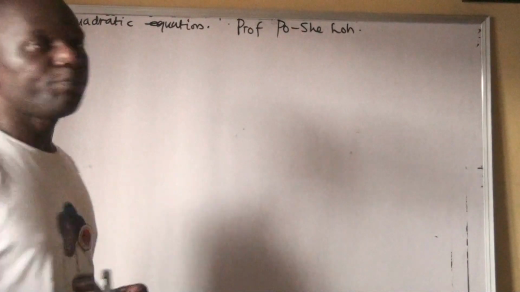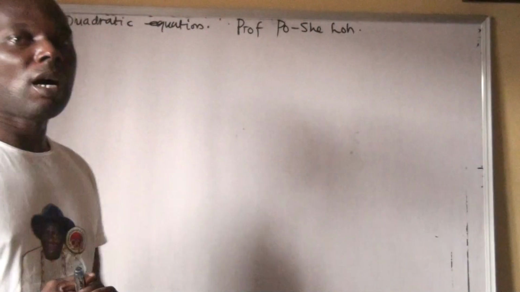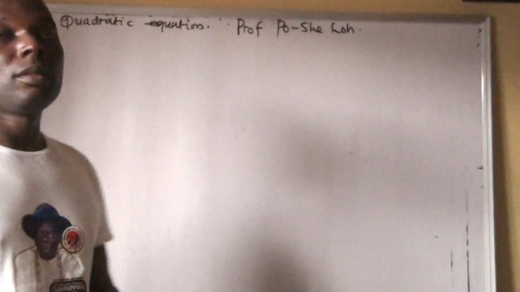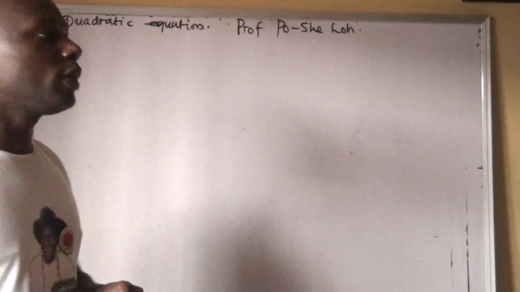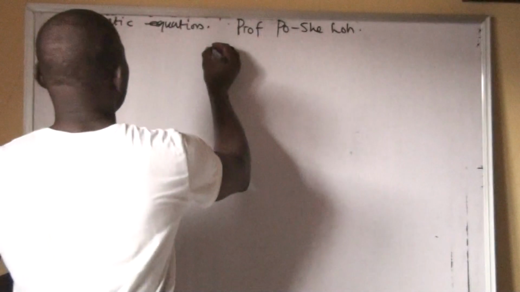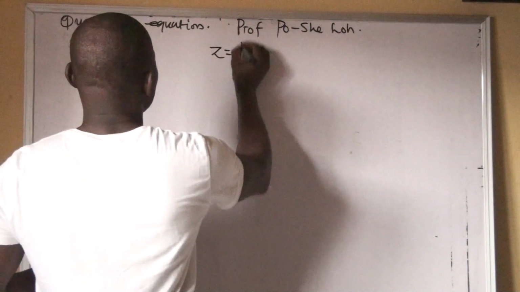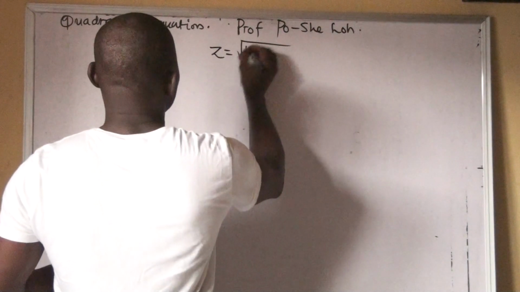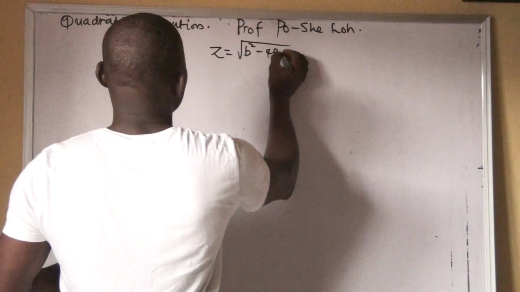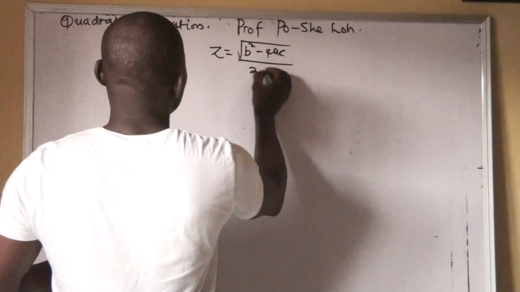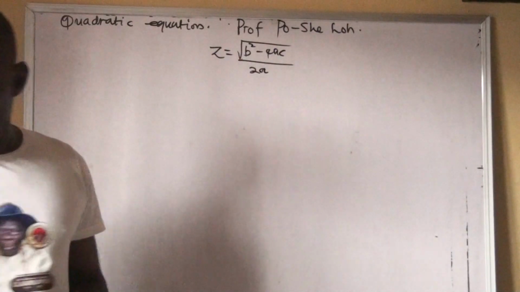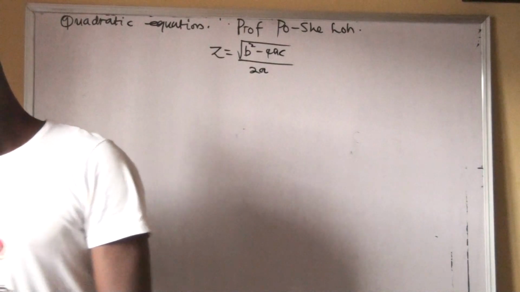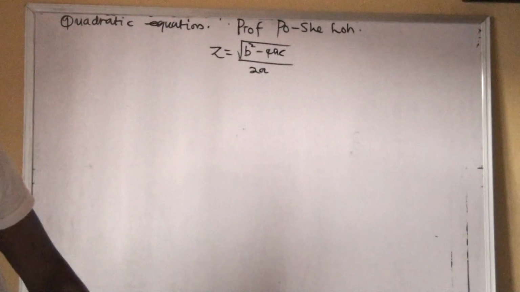In this video we're going to use the Professor Po-Shen Low method of solving quadratic equations to show that z is equal to the square root of b squared minus 4ac all over 2a. So that is what we're going to look at in this class.